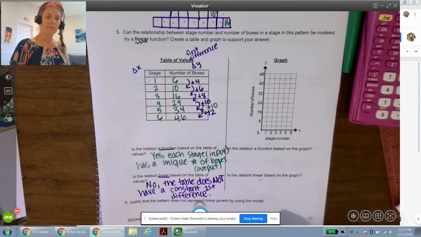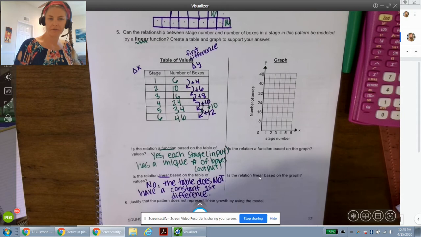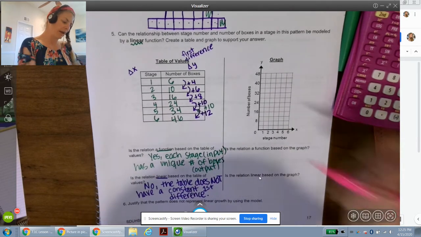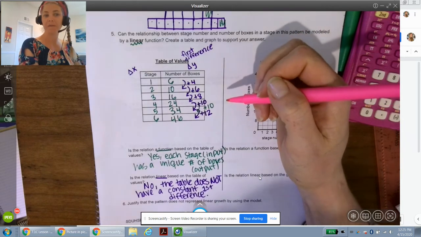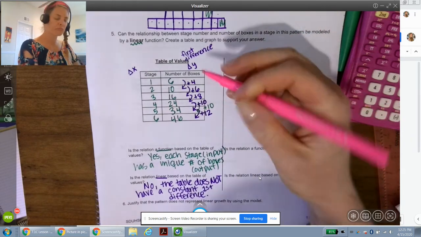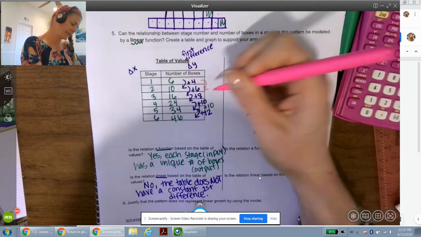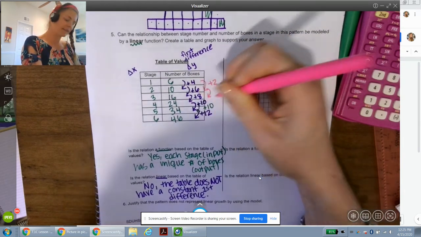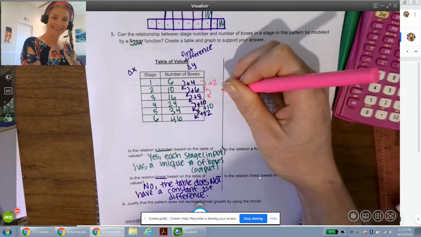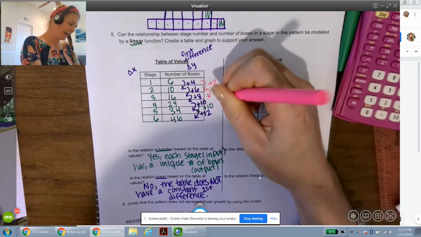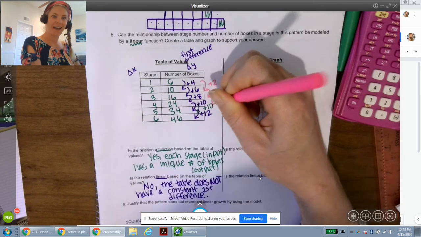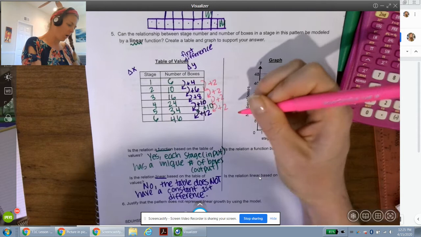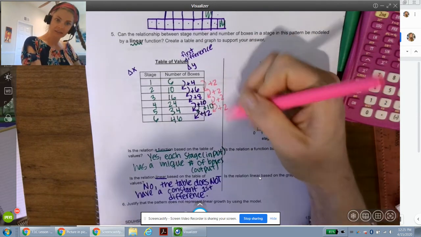Okay, but I want to talk about in the table something that you're going to be looking at next year. So I'm going to have another color, and I want to look at the differences in the first differences. Okay, so how do you go from 4 to 6? Add 2. How do you go from 6 to 8? Add 2. Oh, I like this, okay. How do you go from 8 to 10? Add 2. And 10 to 12? Add 2. This is constant.